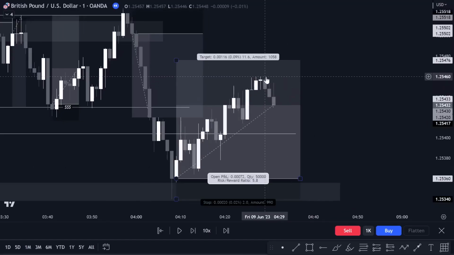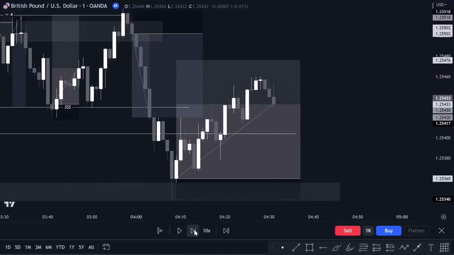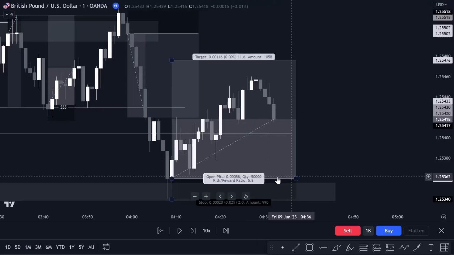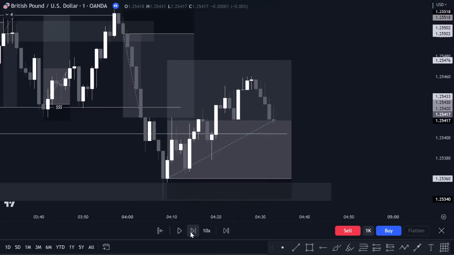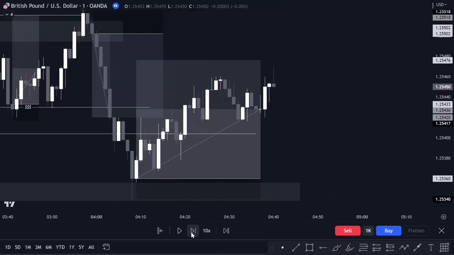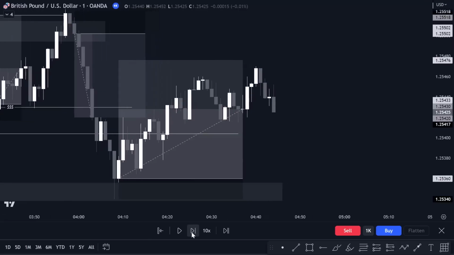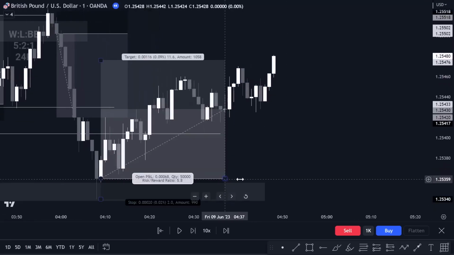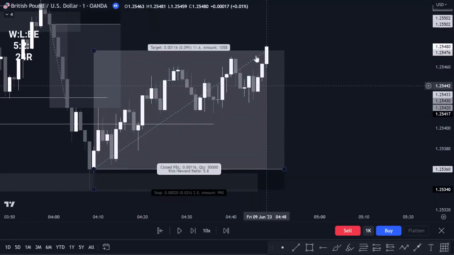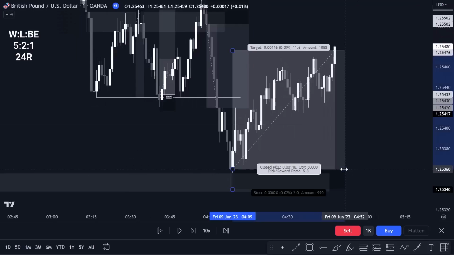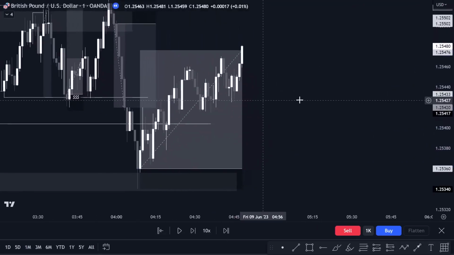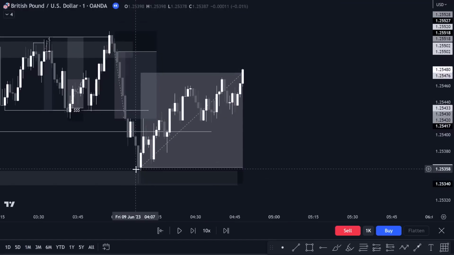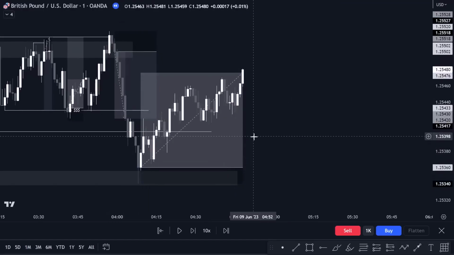Okay, I think price reacted from here, from this fair value gap. But no problem, we have our stop loss at break even, and price goes up. Okay, I think it hit take profit. Yeah, so price hit take profit here. This is 5.8. This is a very nice trade. Very nice trade. You see how you caught the low here?